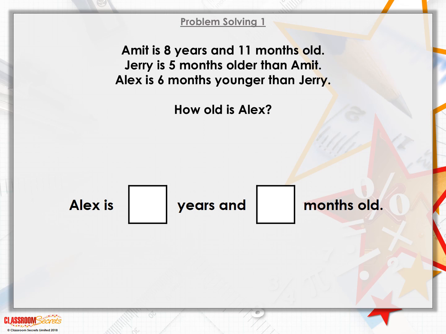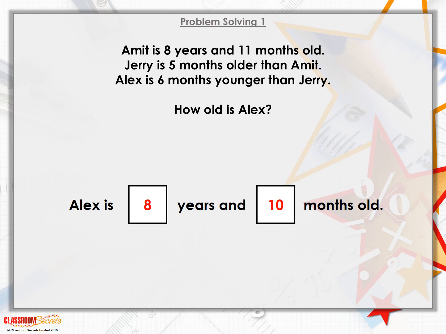You're going to have to do a little bit of working out in 2 stages first. So look at Emmett's age, 8 years and 11 months. To find out Jerry's age, you need to add 5 months onto that. And then remember that Alex is 6 months older than Jerry. So work out Jerry's age first, then go on to Alex. Pause the video now, have a little go. Now when you first look at this one, you probably find it a little bit tricky. Just remember that 12 months equal a year, okay?